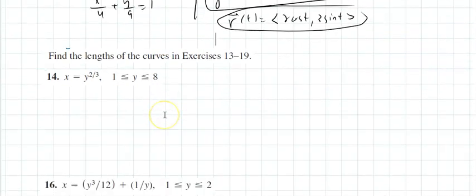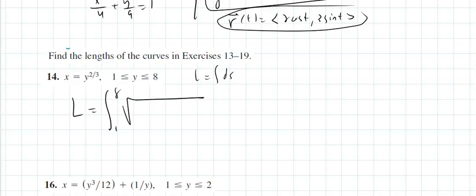Then we're going to review find the length. Well, we know how that works. I don't know why they didn't write this as x of t and y of t, because that's chapter 6 really. But I thought, might as well. Find the length of the curve. L equals the integral of ds. That's the integral from 1 to 8 of the square root of 1 plus the derivative of that. So what's the derivative of that? That is 2/3 y to the negative 1/3, right? dy.